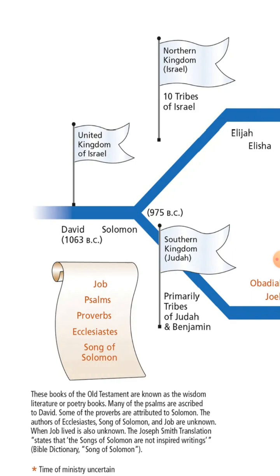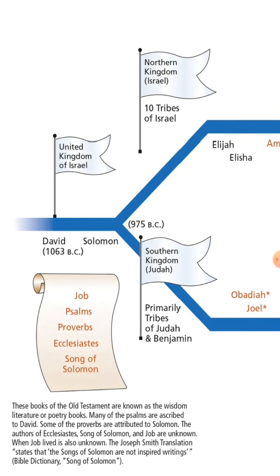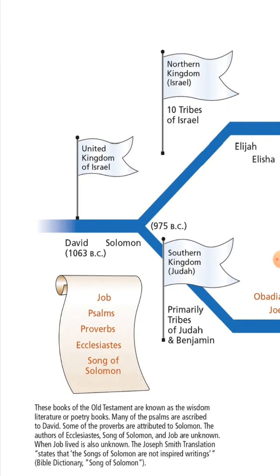Now let's take a quick look at this. Let's look at this map. In 1063 BC, David was king, right? We had all of the kings of Yisrael. We had not the kings, but we had all the people of Yisrael. They were all united under one king, right?